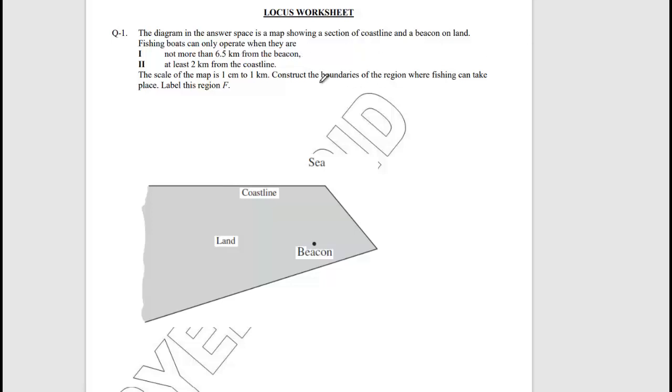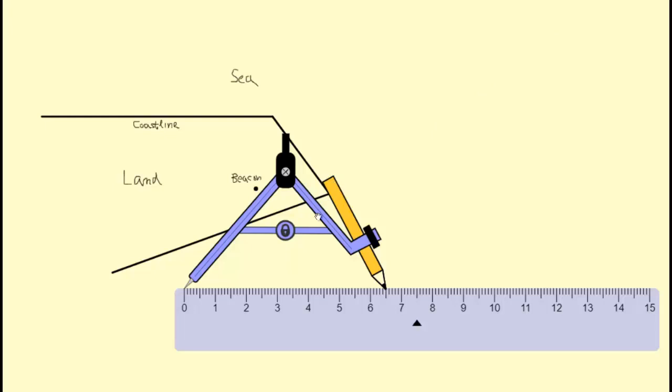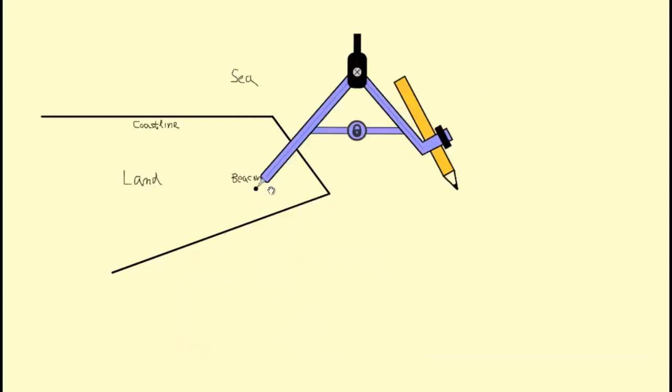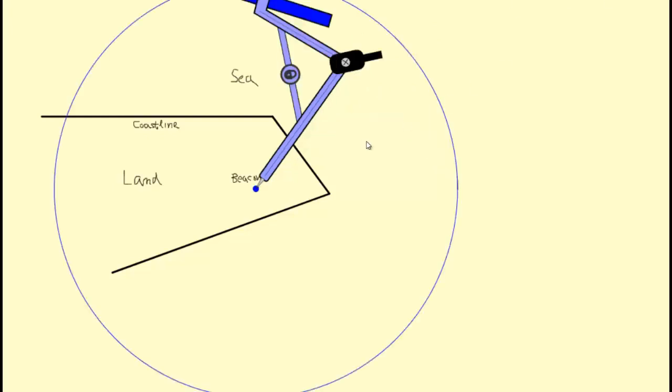6.5 centimeter radius. So the compass is opened 6.5 centimeters. Put the needle of the compass on this point of the beacon and then draw the circle of 6.5 centimeters. So this is the 6.5 centimeter circle.